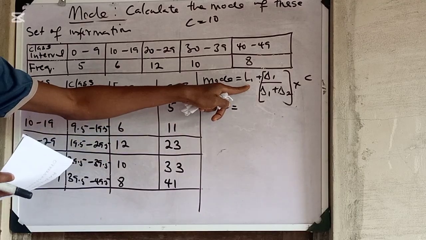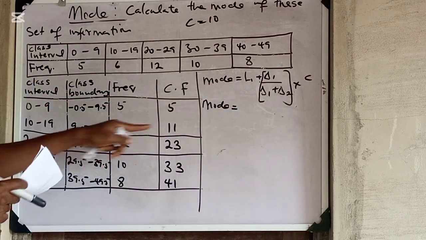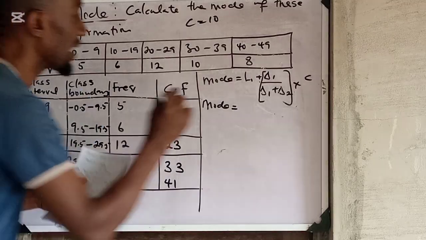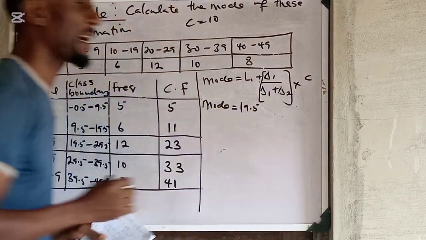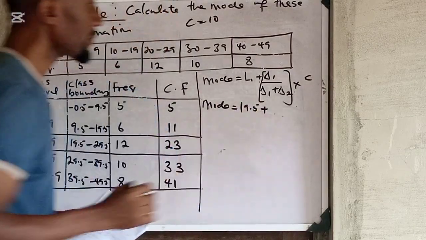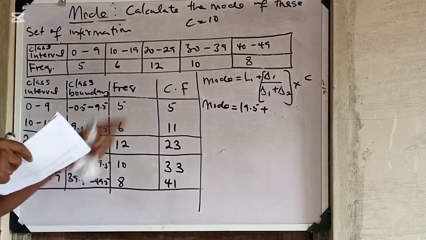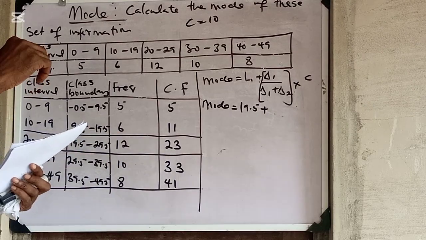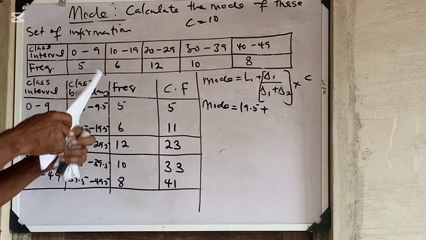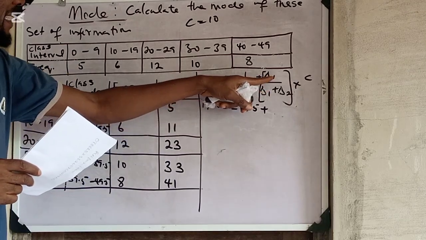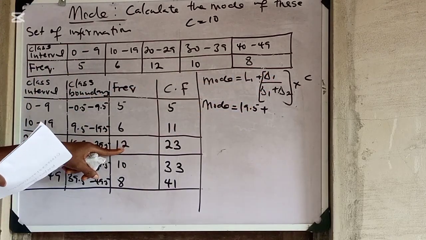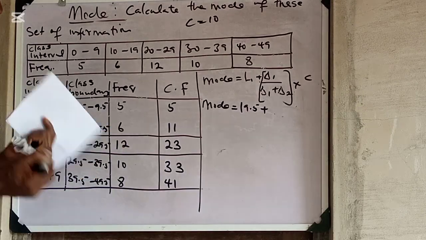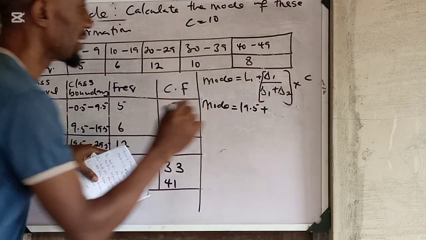So this is the modal class, and what's the lower class boundary? 19.5. So L1 is 19.5. Then plus delta 1. Delta 1 is the modal frequency subtracting the frequency of the class before it. Remember, I explained it. The modal frequency here is 12, and the class before it is 6. So D1 is 12 minus 6.